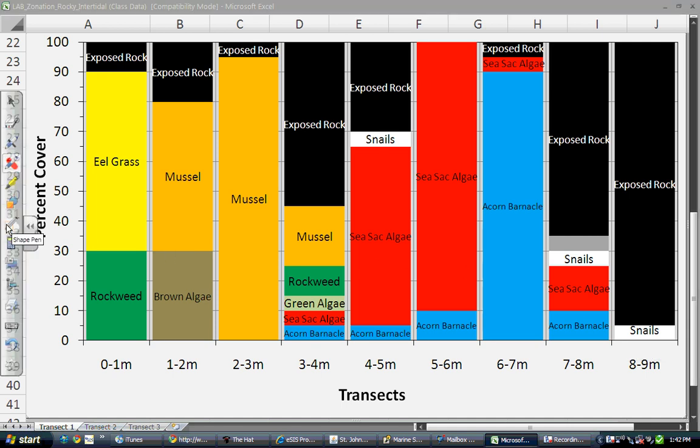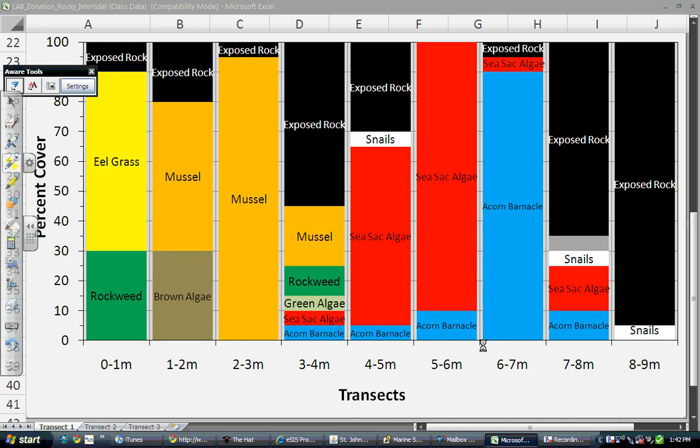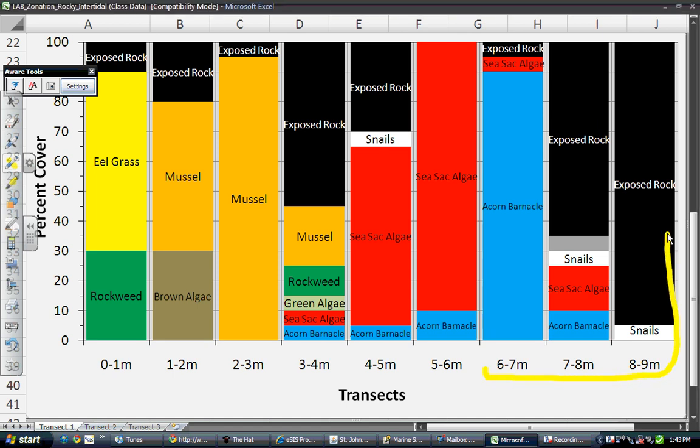Now let's go over the discussion questions for this. The first one: what organisms dominate the upper intertidal zone? Now the upper intertidal zone would include, let me go ahead and highlight it for you in yellow, these three transects here that I'm circling in yellow. Okay, so that is the upper.